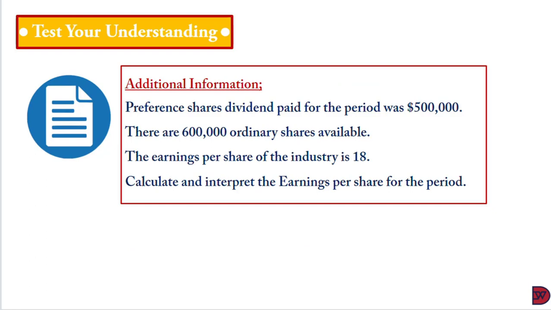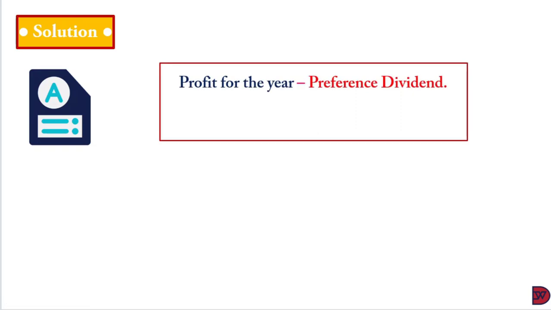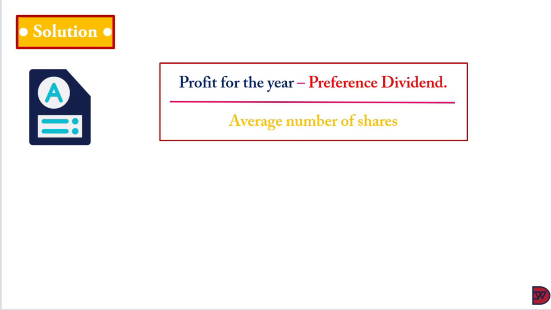we have preference shares dividend paid for the period was 500,000. Then 600,000 ordinary shares were also available. The earnings per share for the industry was 18. We are now to calculate and interpret the earnings per share for the period, comparing to a set industry metric. For the solution, we state the formula, which is profit for the year minus the preference dividend divided by the average number of shares, or you can just take the number of shares for that matter.